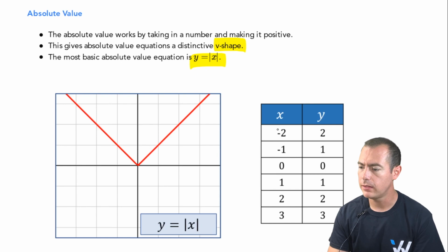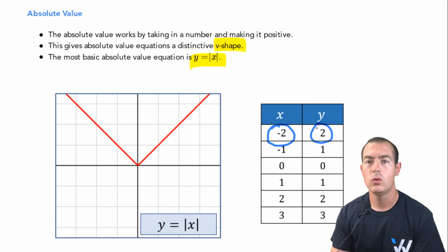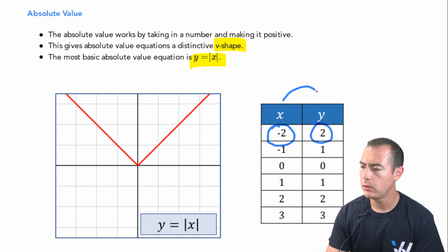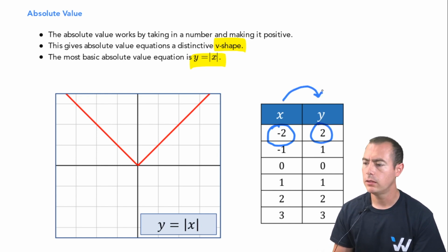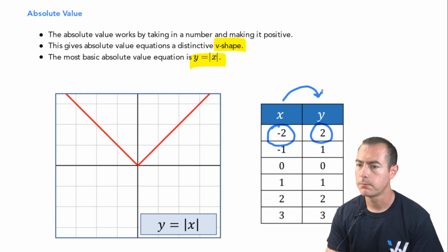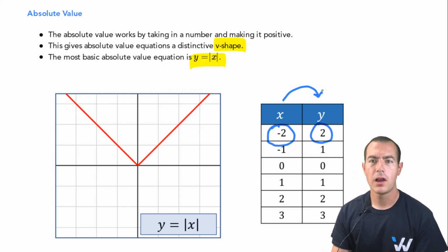And sure enough, we can see that in the table over here. If I was to put in something like a -2, this absolute value would make it positive and turn it into a +2. So it's simply doing that with all of our x values to produce the specific y values. All right. And those are some of the most common and basic equations you could see in all of mathematics.